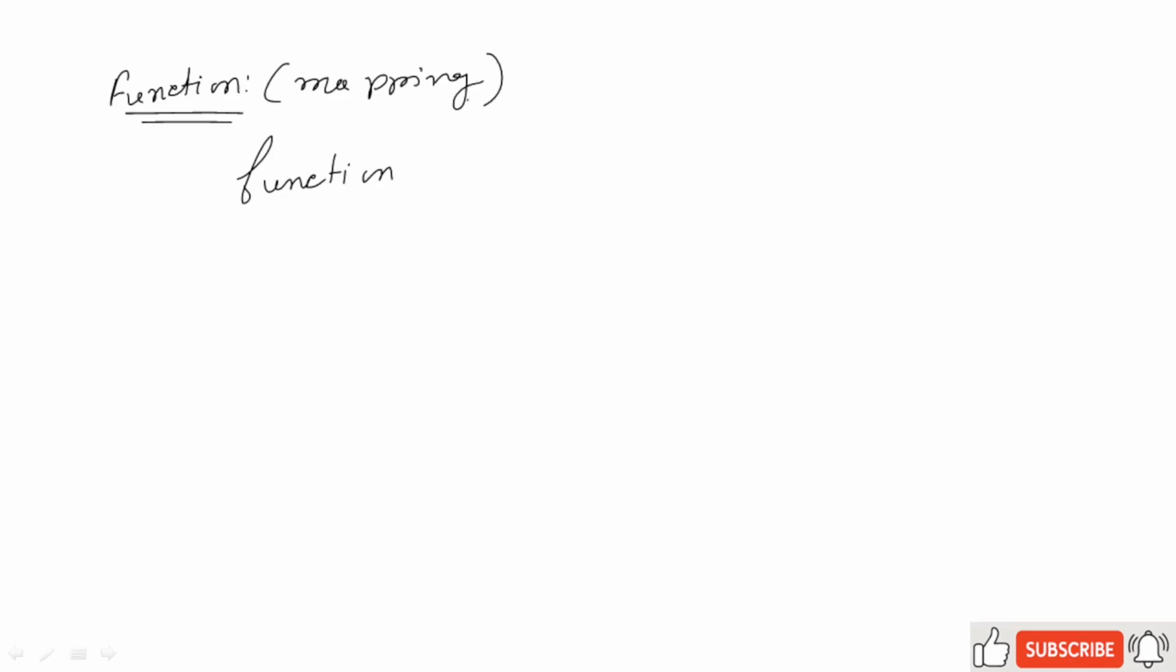Now coming to our main point: function. First of all we need to know what is a function. Basically, sometimes we call a function by another name, that is mapping. So a function is also called mapping.